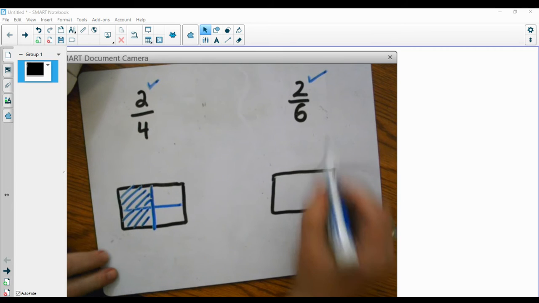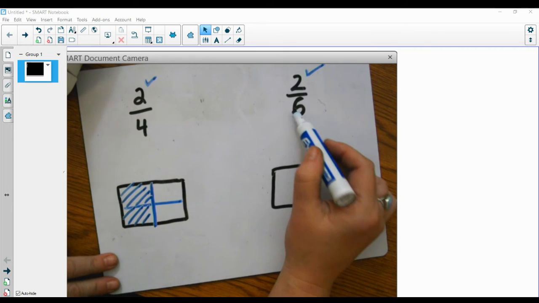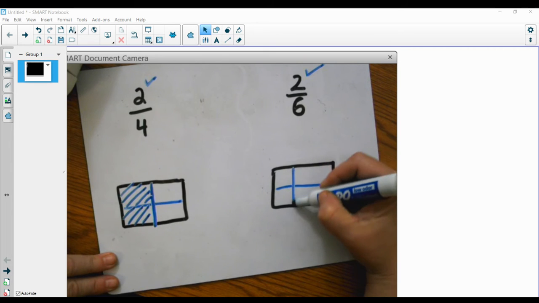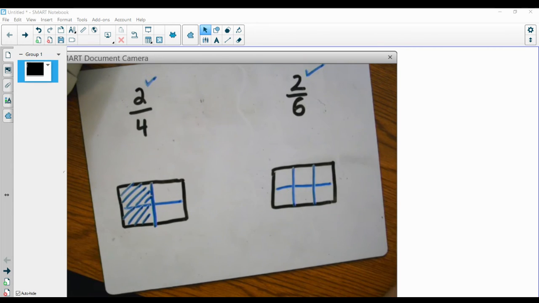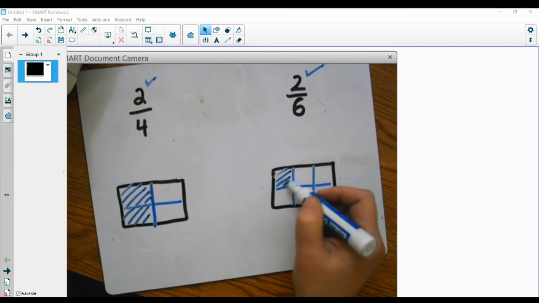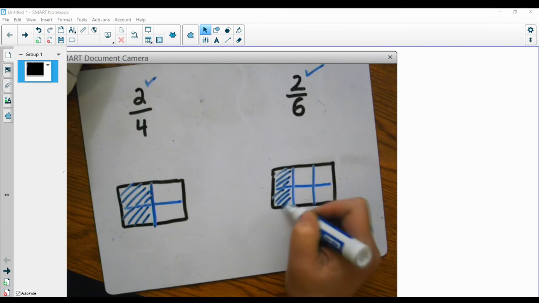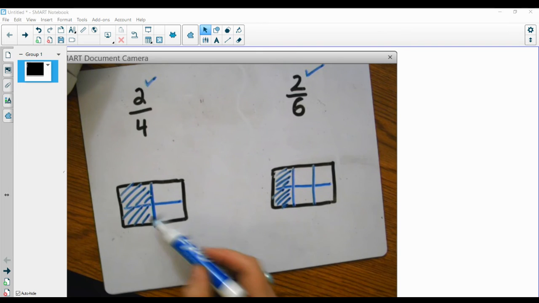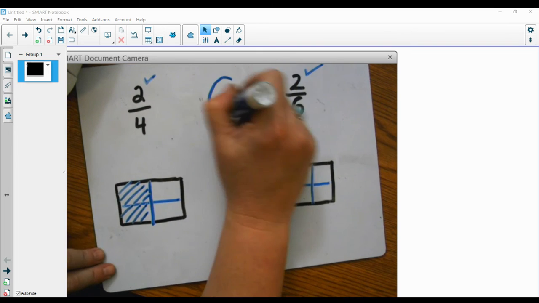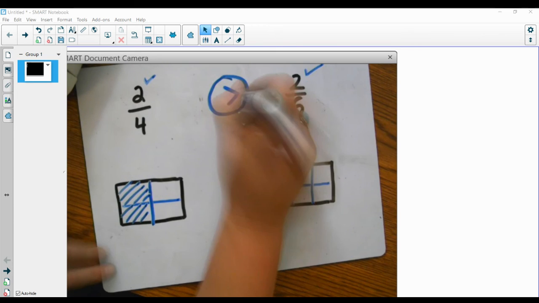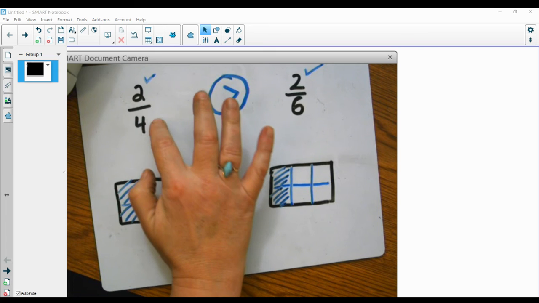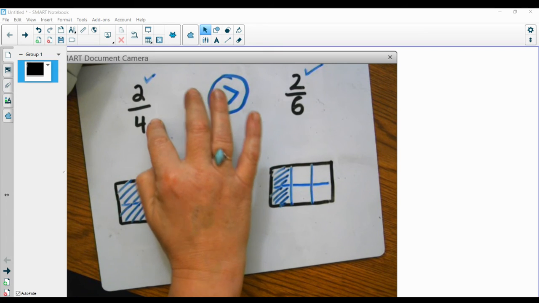On this particular fraction, we have to cut it into 6 equal pieces. So our whole has been cut into more pieces, hence your pieces are going to be smaller. So 2/4 is greater than 2/6 because these 2 pieces have been cut into larger pieces because there were fewer pieces to cut into.